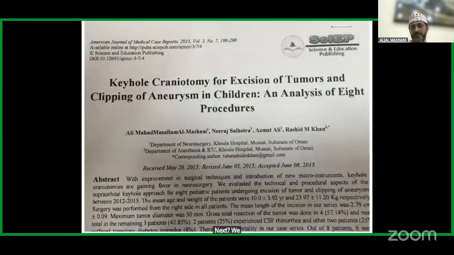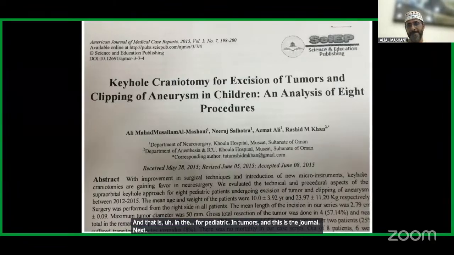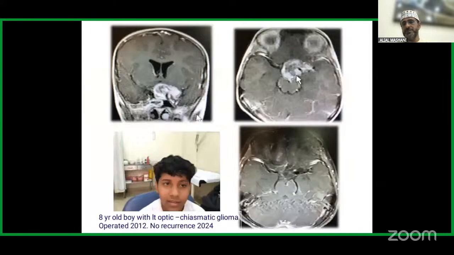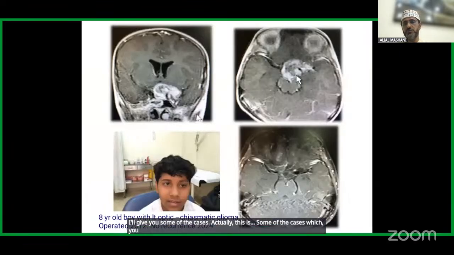We reviewed around 8 cases in this procedure, and we sent it and published it in the American Journal of Medical Case Reports. That is for pediatric tumors, and this is the journal. Next. I'll give you some of the cases. Actually, this is some of the cases which I'll demonstrate to you.